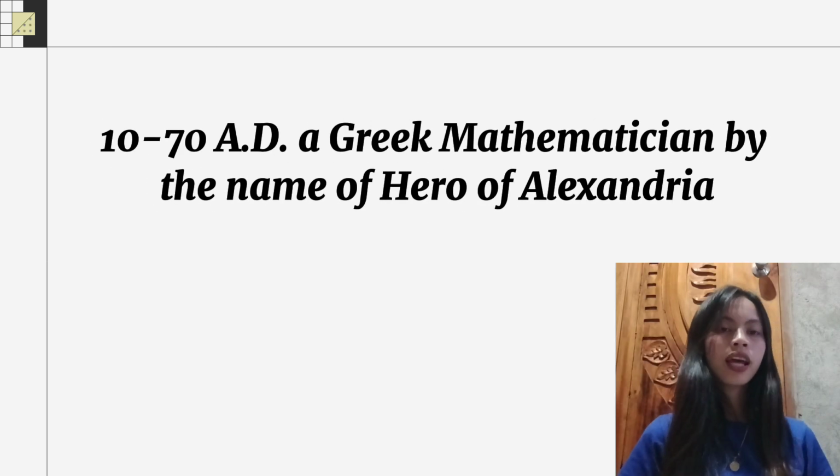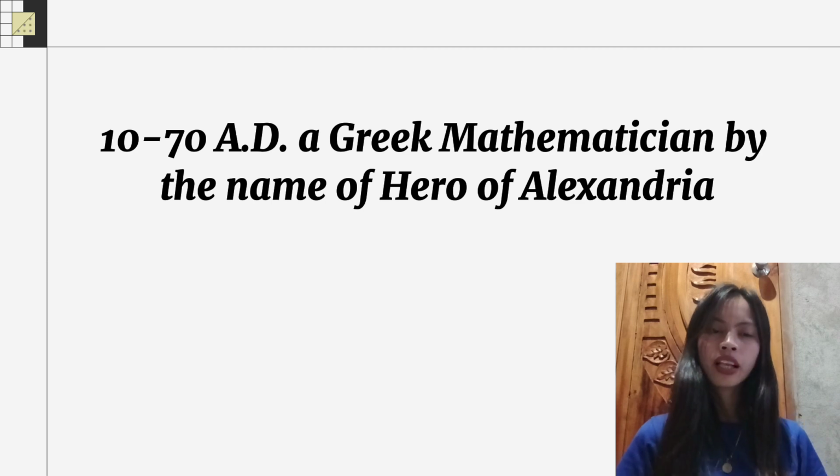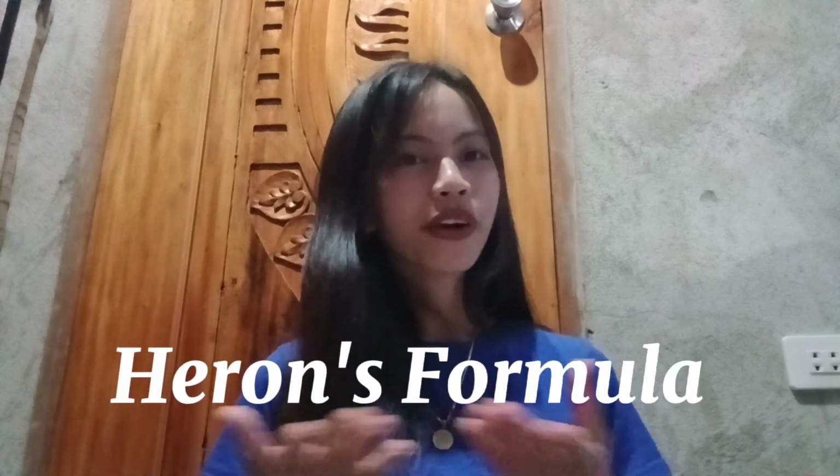Around a time between 10 to 70 AD, a Greek mathematician by the name of Hero of Alexandria, also known as Heron of Alexandria, devised a unique formula to calculate the area of a given triangle. So, is there a formula that allows us to calculate the area of a triangle if we have the values of all three sides? Well, the answer is yes. That brings us to the unique formula devised by Heron of Alexandria, which was named after him, and it is known as Heron's formula.